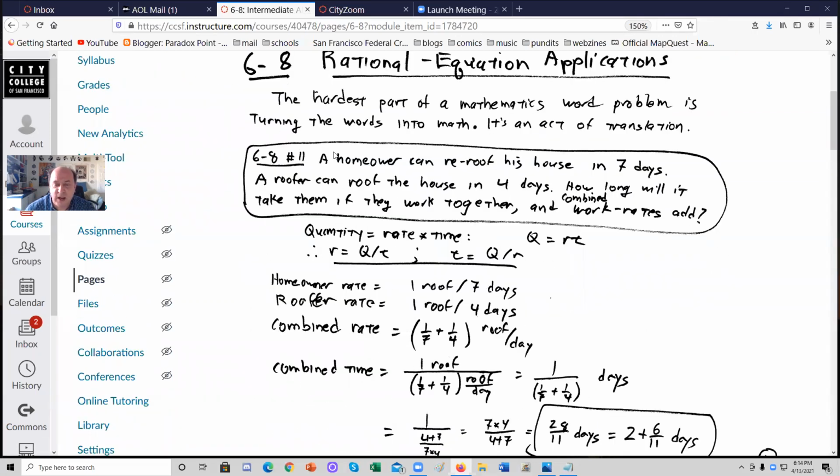Okay, here we go. For this one, I think it actually makes more sense to really reason it out verbally. A homeowner can re-roof his house in 7 days. A roofer can do it in 4 days. How long would it take them if they work together and combined work rates add? First we have to talk about quantity, rate, and time. Quantity equals rate times time. So rate equals quantity over time, time equals quantity over rate.